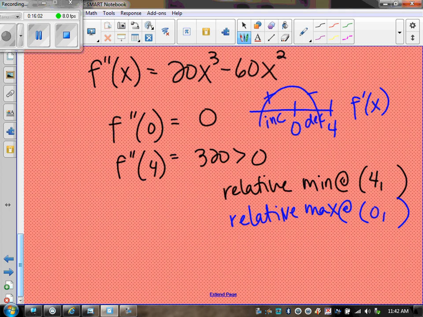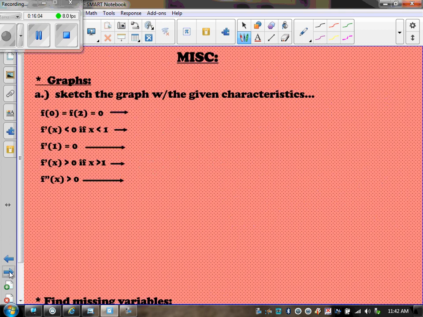All right. Next thing we're going to do, you'll see this a lot on the AP test, is they'll give you certain characteristics of a graph, and then they're going to want you to put it all together and see if you can graph this thing. We're going to sketch the graph with the given characteristics. So let's talk about what each of these things mean first.